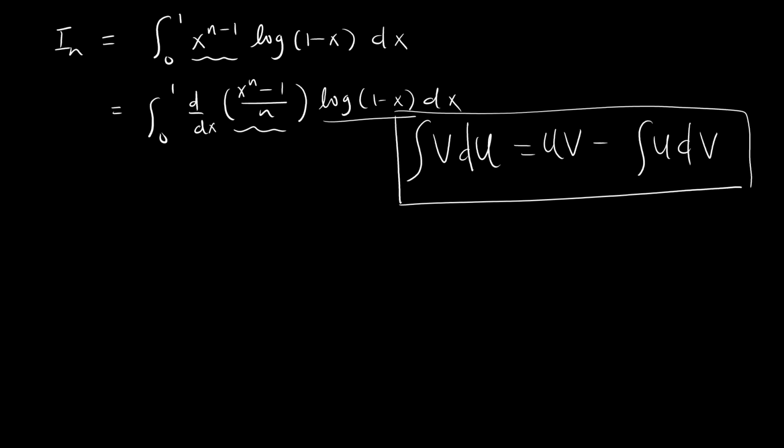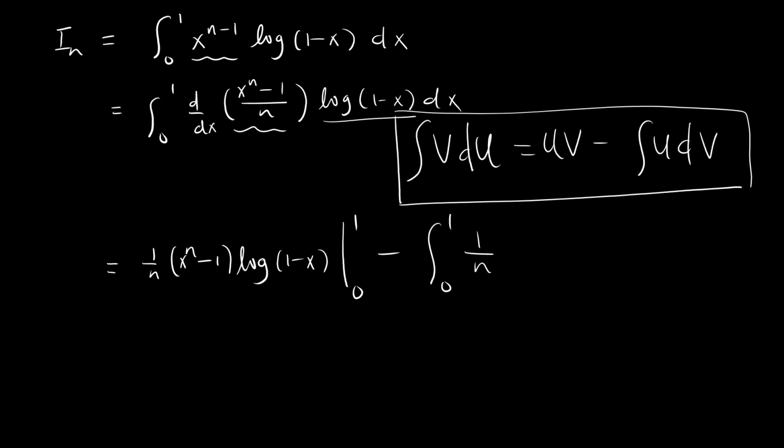So what is our uv? Our uv becomes 1 over n x to the n minus 1 natural logarithm of 1 minus x from 0 to 1, minus our u is going to be here, so we have the integral from 0 to 1 of 1 over n x to the n minus 1 times the derivative of the natural logarithm of 1 minus x.